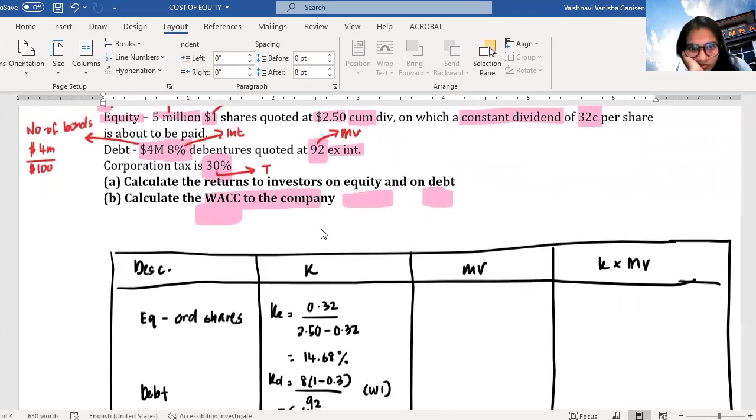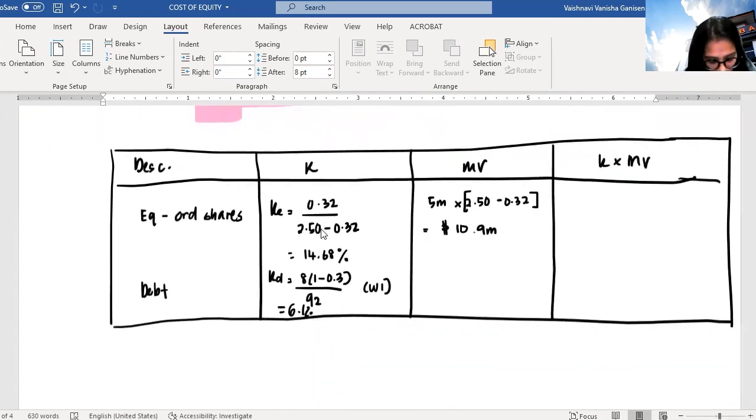Now, market value of equity, 5 million multiplied by (2.50 minus 0.32). Guys, always use ex-div information. That gives 10.9 million. Here, 8 multiplied by 0.7, sorry, 4 million divided by 100 multiplied by 92.